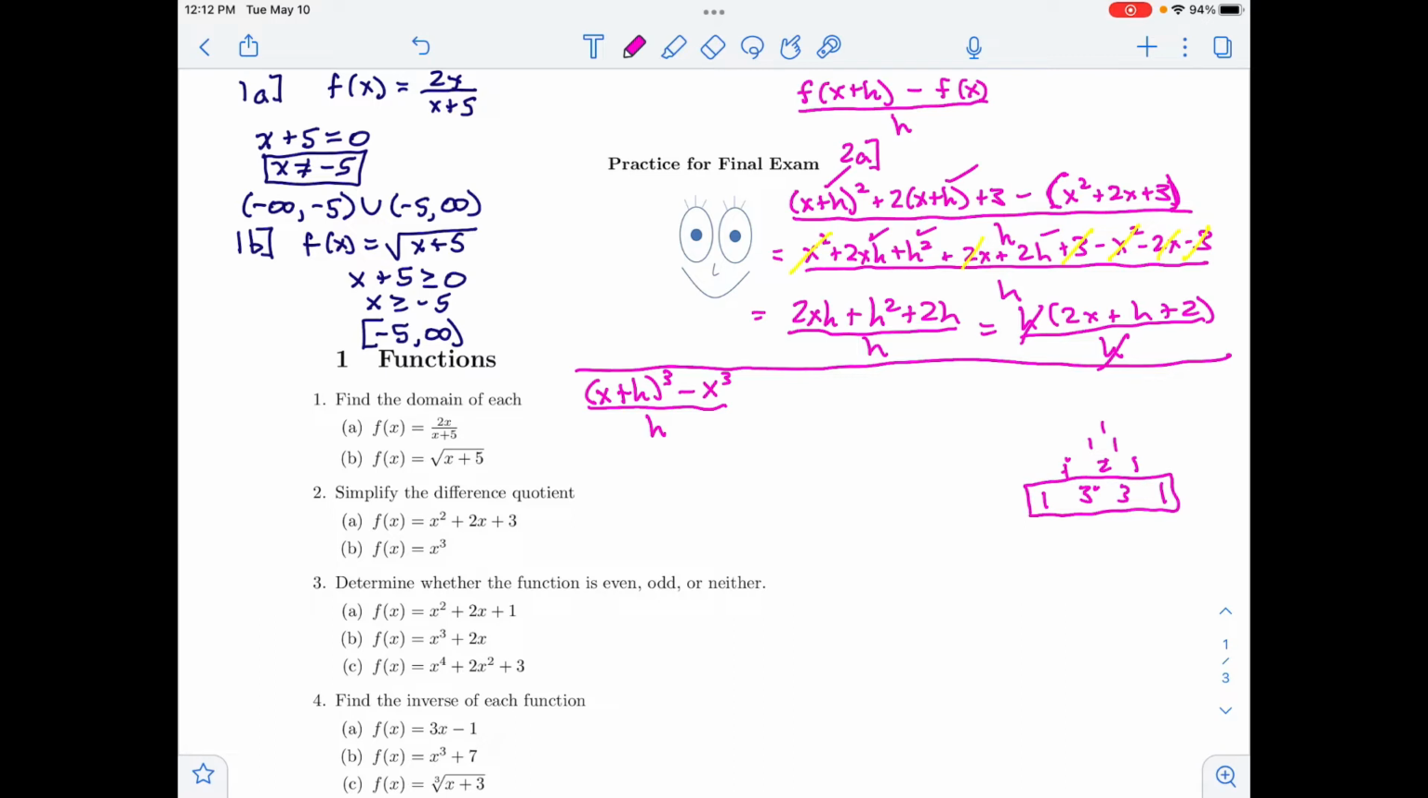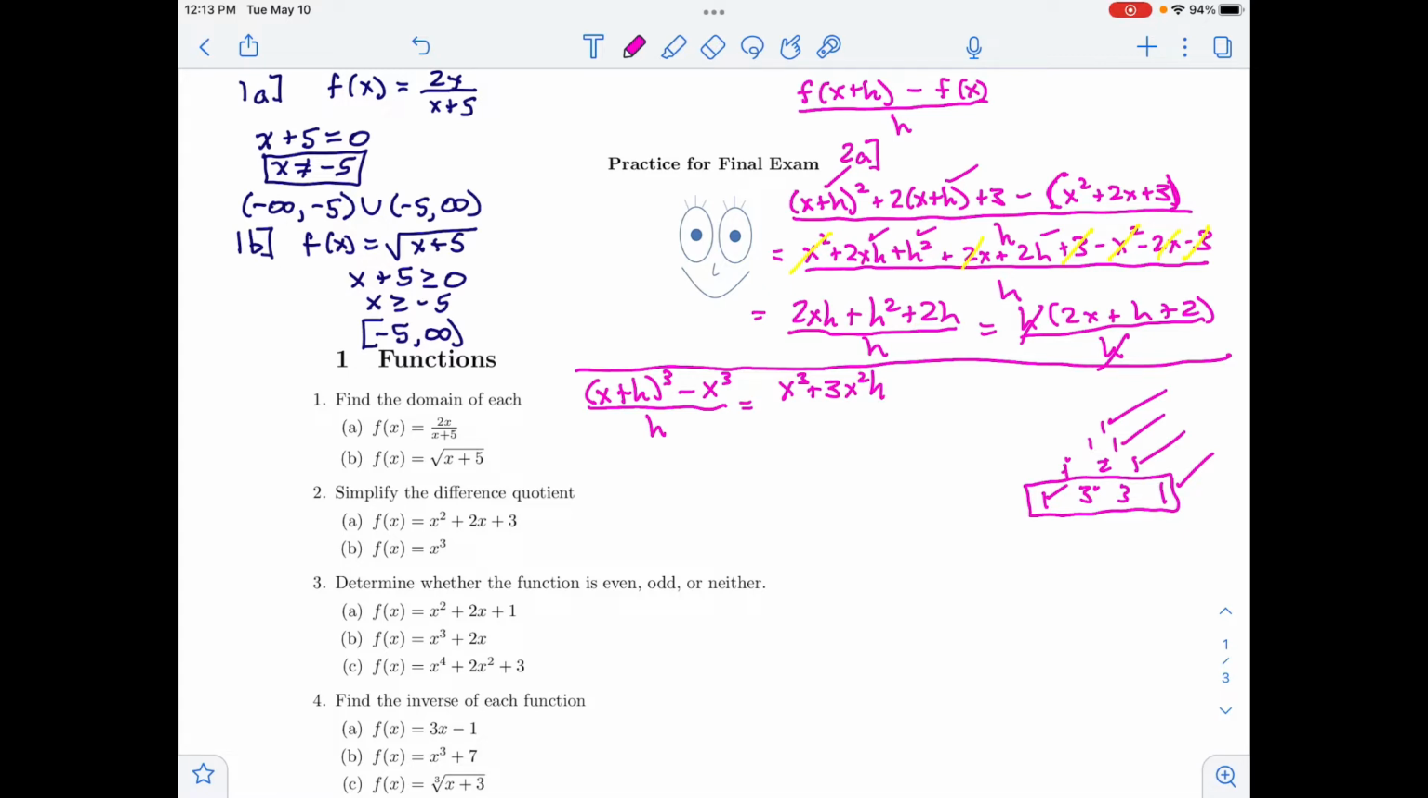This one right here, notice here's 0, 1, 2, 3. This is a third degree power function. So this one is going to give us the coefficients. Here's what we've got. (x + h) cubed. That's going to be x cubed, that's 1x cubed, plus 3x squared h.